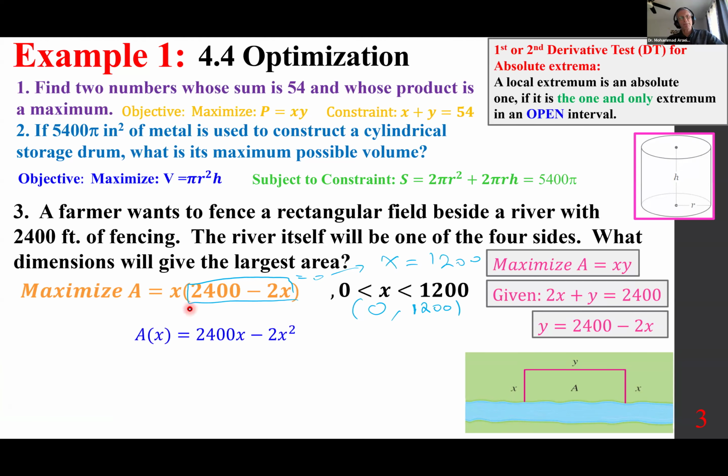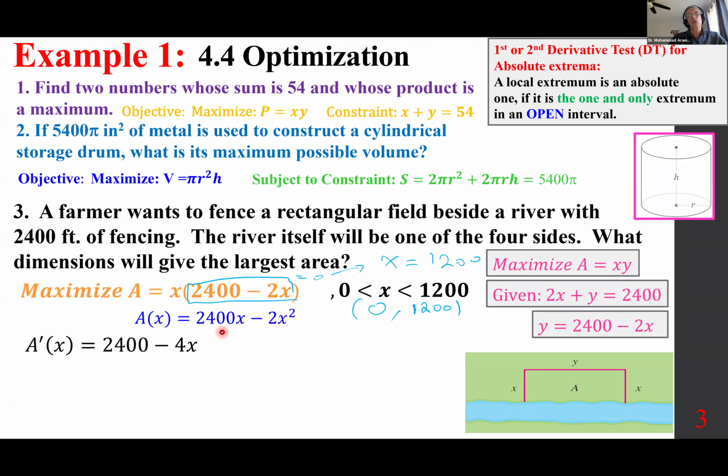You distribute, you get it ready for the next step, which is finding the critical points by differentiation: 2400 minus 4x. When you set this equal to 0, then the critical point becomes 600. You have an open interval with one critical point, so local becomes absolute.